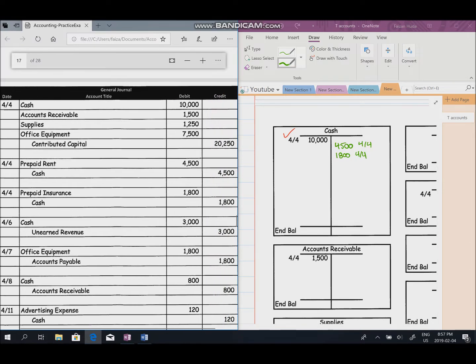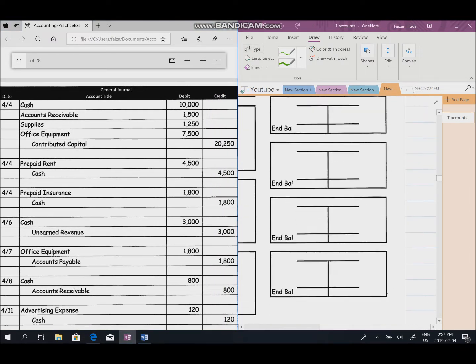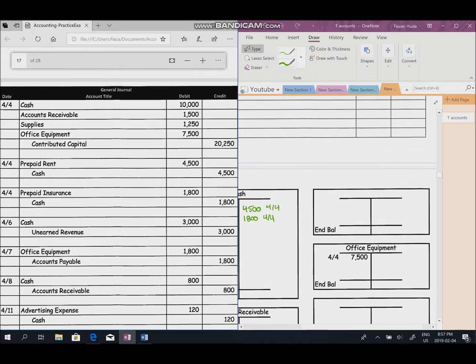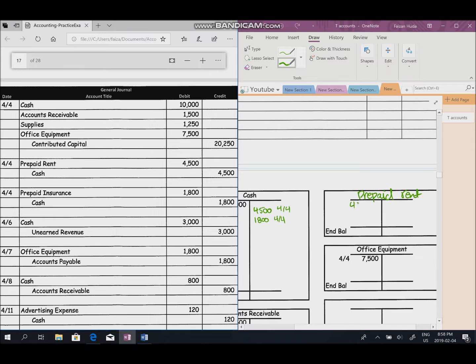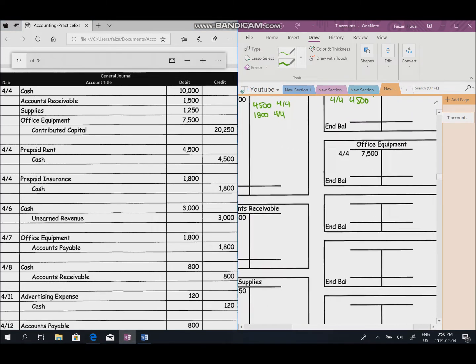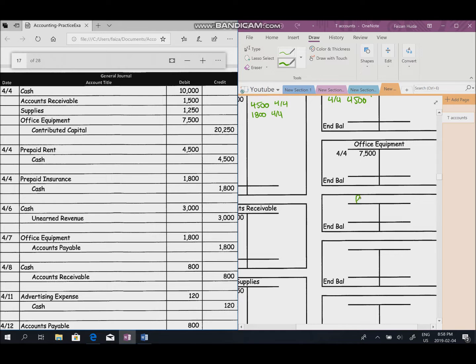Now I'm going to debit prepaid rent as it shows. They didn't give me an account for prepaid rent, so I'll make my own right now. I'll name this prepaid rent. Prepaid rent is being debited by 4,500. All I'm doing is posting my entries to T accounts, and writing dates for reference. Prepaid insurance is also not given, so I'm just going to write it down. Prepaid insurance.